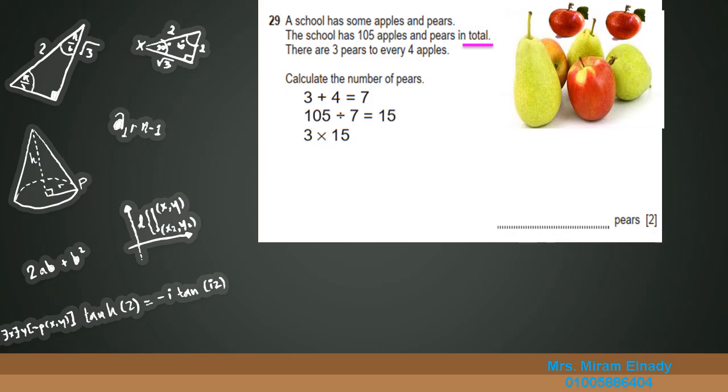3 times 15 and 4 times 15. If we want to find the apples, we will say 4 times 15. If we want to find the pears, we will say 3 times 15. So here, to calculate the number of pears, it is 3 times 15, which is 45 pears.